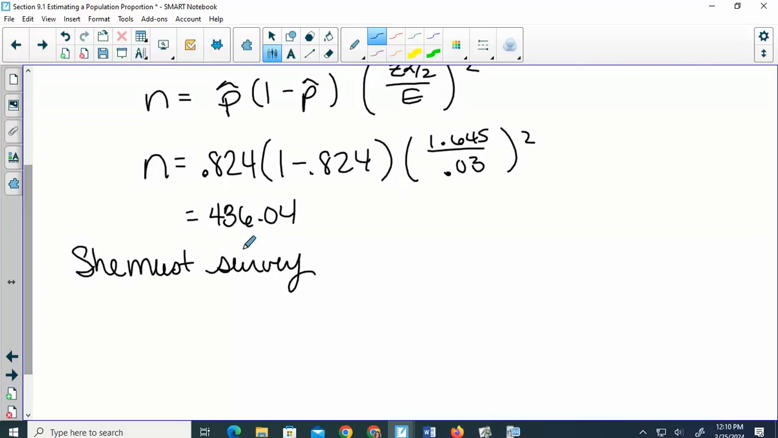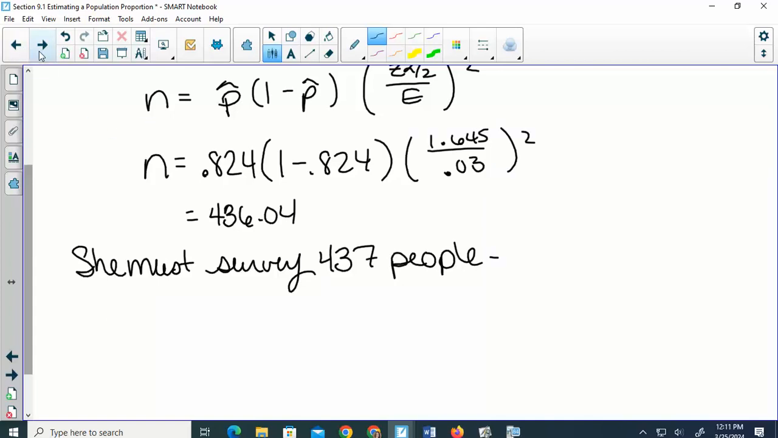Would 436 people be enough? No. So on these, you always have to round up. So we'll have to go with 437 people, because if you have only 436 people, there's not enough for this error. In order to get within 3%, you need 436.04 people, so 436 was not enough, and you can't have a partial person, so always go up.